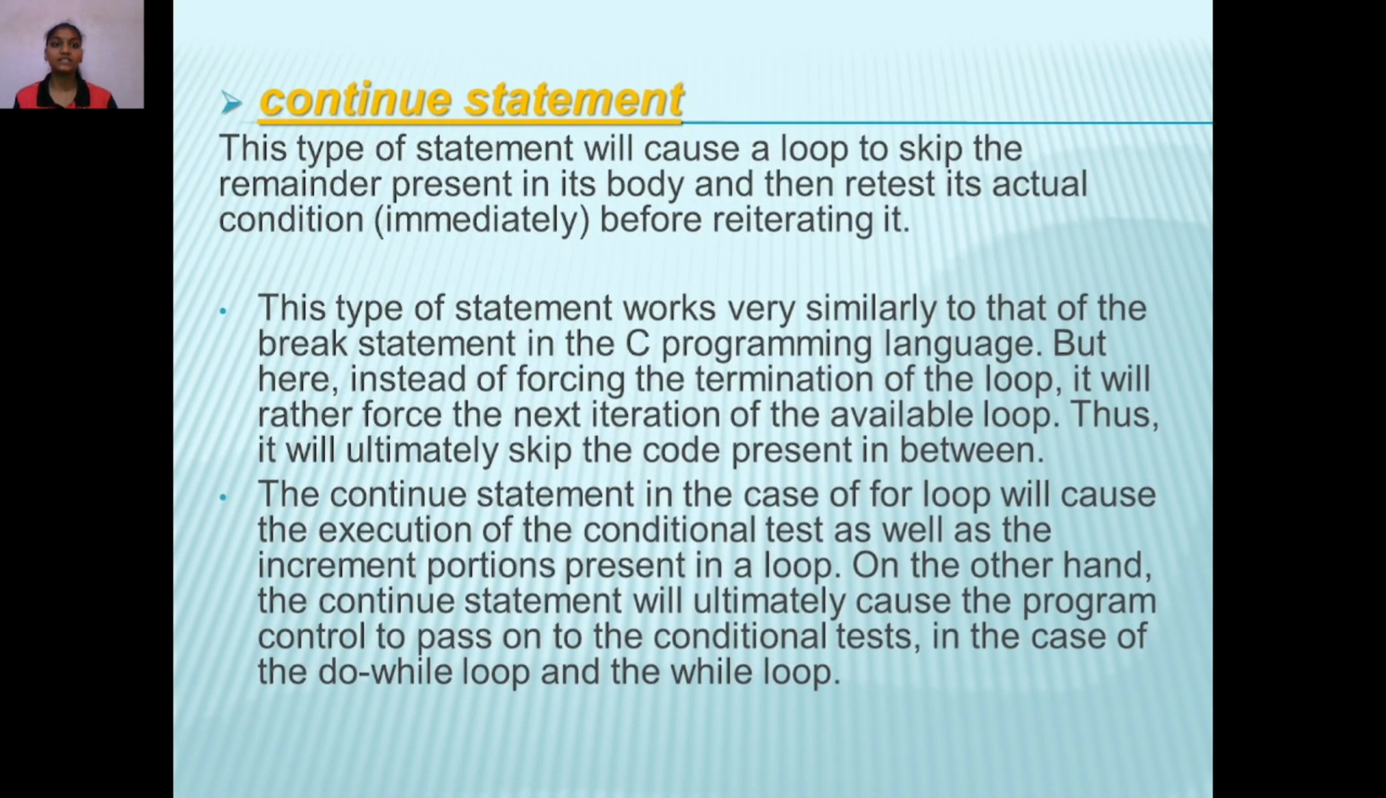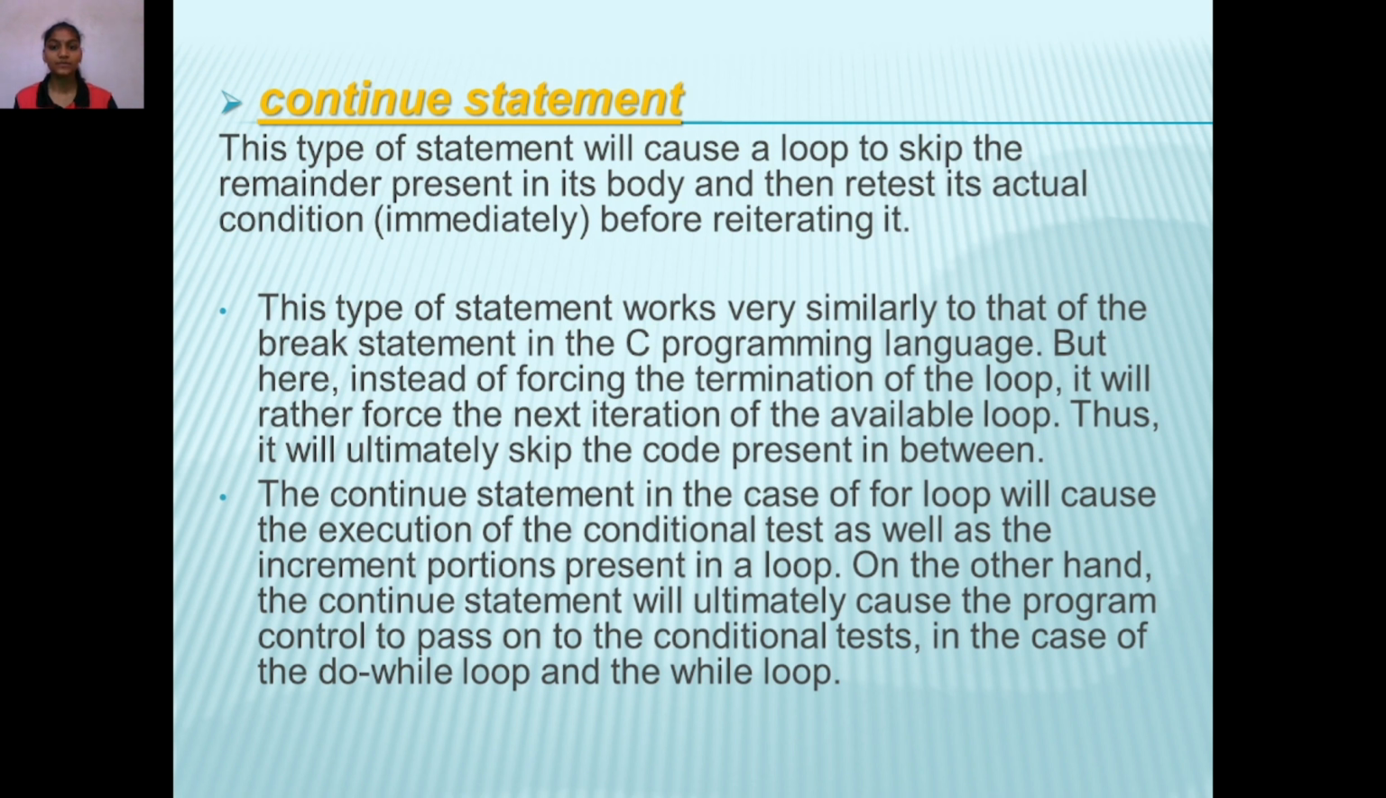Continue statement. This type of statement will cause a loop to skip the remainder present in its body and then retest its actual condition immediately before reiterating it. This type of statement works very similarly to that of the break statement in the C programming language. But here, instead of forcing the termination of the loop, it will rather force the next iteration of the available loop. Thus, it will ultimately skip the code present in between.